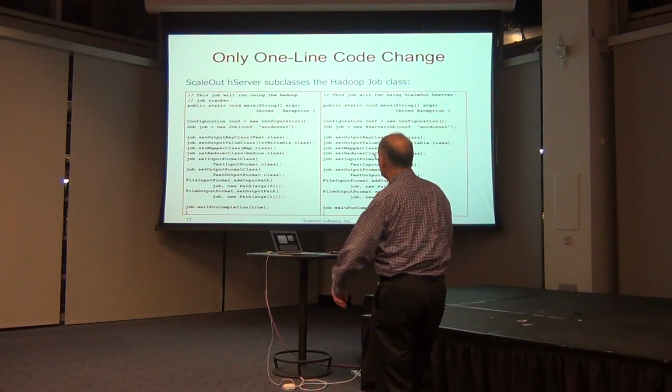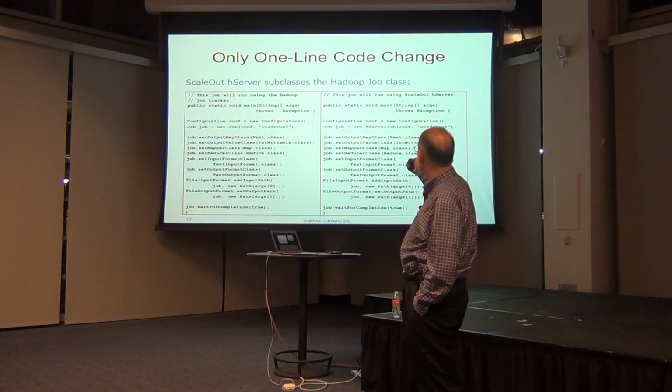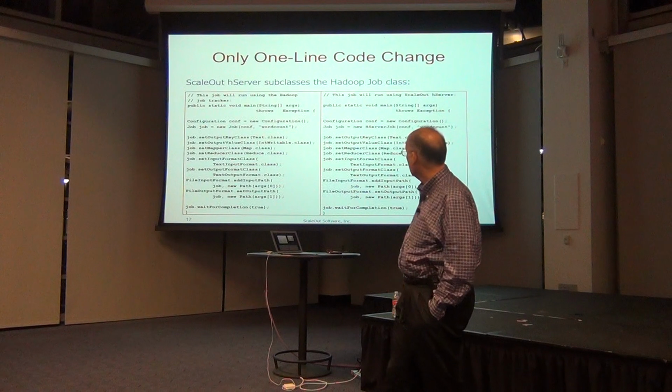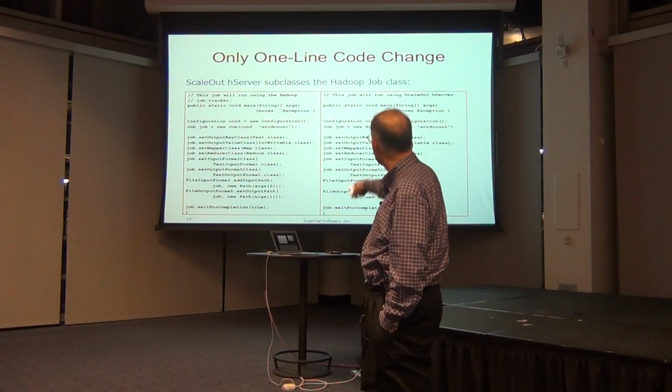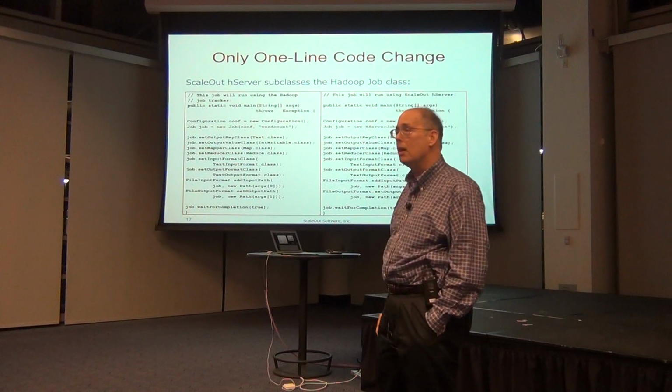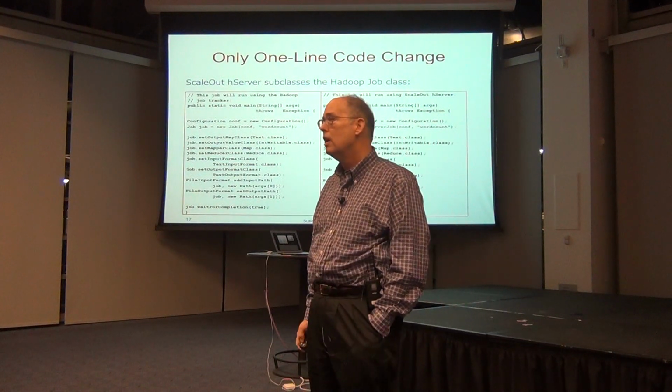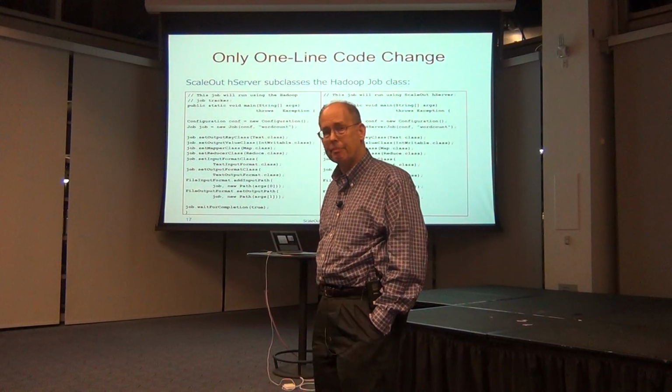So this just shows you that it can be accomplished with a one-line function as well as C#. But all we did was subclass the job object, so there's that one line down there. It's called H-server job now. So it's a very simple code change to use this custom engine.